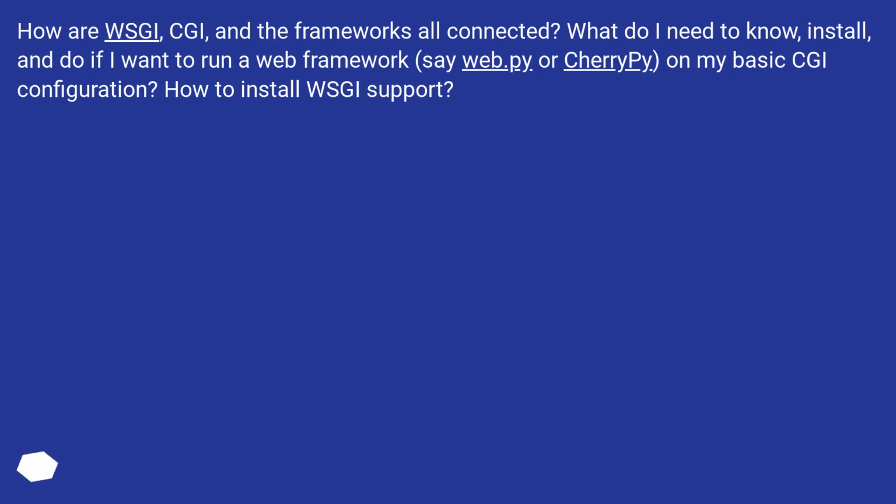How are WSGI, CGI, and the frameworks all connected? What do I need to know, install, and do if I want to run a web framework, say web.py or CherryPy, on my basic CGI configuration? How to install WSGI support?